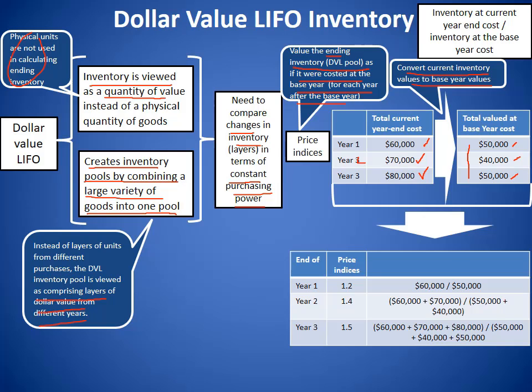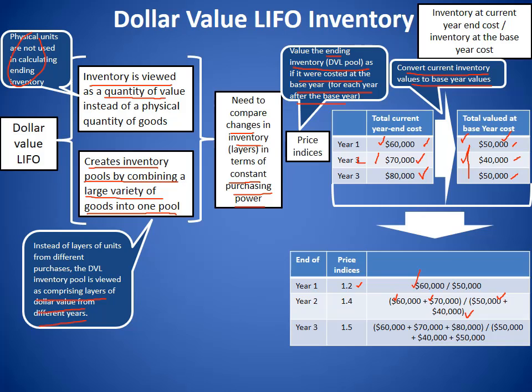Like in year 1, we take our total current year cost of $60,000 and divide it by our base year cost, which will be $50,000. And the price index in this case will be overall 1.2. In year 2, we chain these together. So we have a $60,000 cost in year 1 and a $70,000 cost in year 2. Now we're going to divide that by our original cost of $50,000 in year 1 and $40,000 in year 2, and in this case we come up with an index of 1.4.